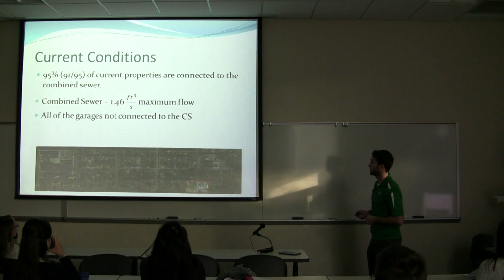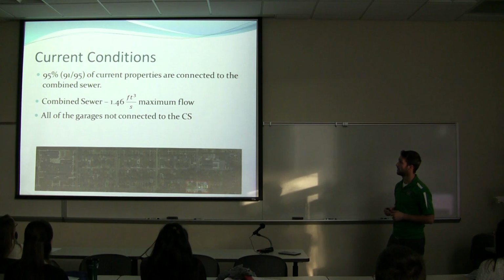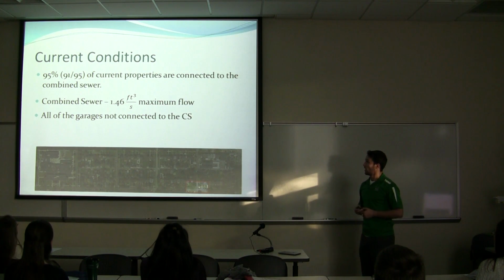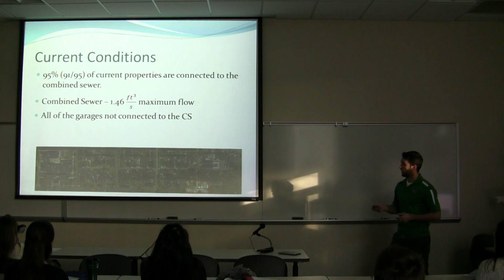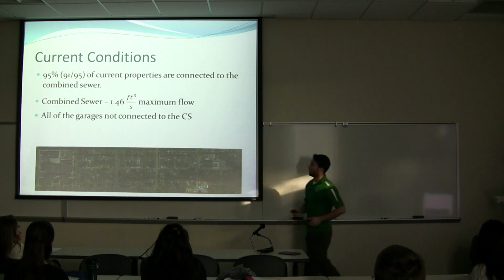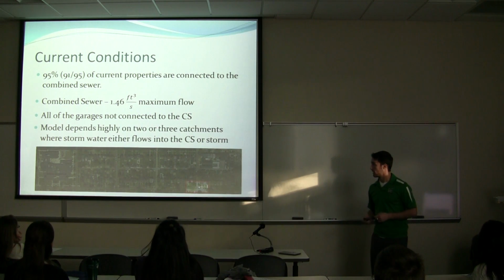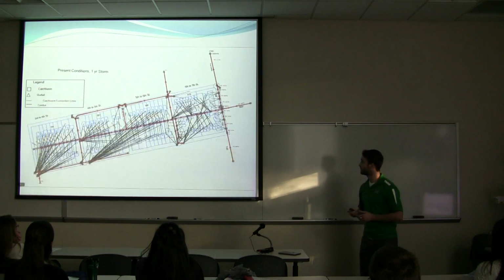Here are the current conditions, which you've heard a couple times. We found that 95% of our homes are currently connected to the combined sewer. The combined sewer has a maximum flow of 1.46 cubic feet per second, and the garages, which run along the alley, are, from what we can tell, all disconnected from the combined sewer. And like most groups, our model highly depends on 2 or 3 specific catchments on where overland flow goes.